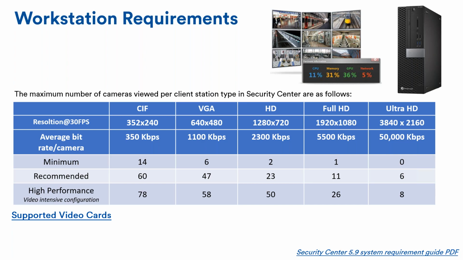So as can be seen, by having GPU acceleration, we can support a higher quantity of cameras. Under a CIF environment, which is a resolution of 352 by 240, we can support up to 78 camera displays under a high performance server. Whereas under a VGA connection, it will be up to 58 cameras, which is obviously a 640 by 480 resolution. And under full HD for a high performance server, you should be able to display up to 26 cameras under a high performance environment.